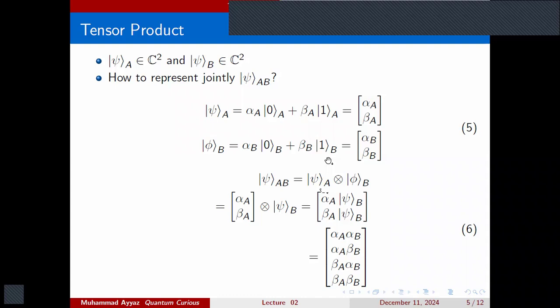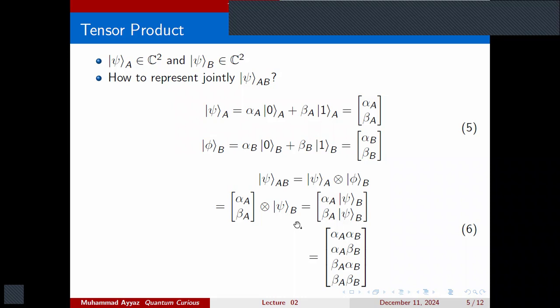So consider we have state psi A, which is associated with Alice's setup, and phi B, which is associated with Bob's setup. So it can be described by a joint state with the help of the tensor product. So we could write the tensor product of psi A and phi B in that form.